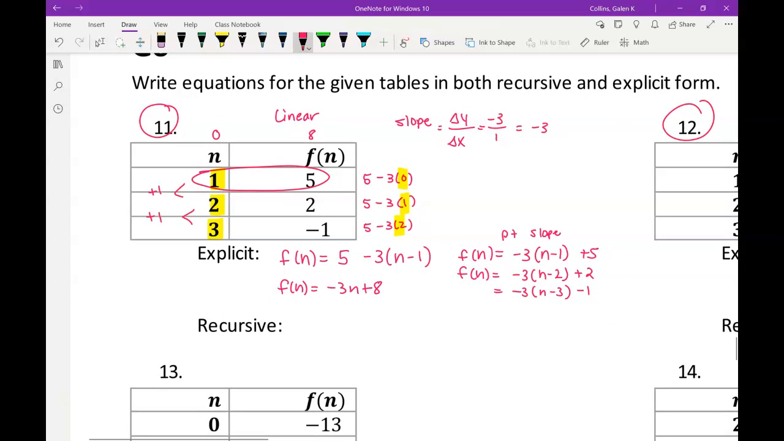All right, for the recursive, that's where I'm going to describe what I'm doing to my previous term to get to my next term. So to get to my term f of n, I'm going to take my previous term, that's where n is 1 less than my current term, and I'm going to subtract 3 from it. And remember, my recursive equation isn't complete until I have given a value, like a starting point. So f of 1 equals 5.